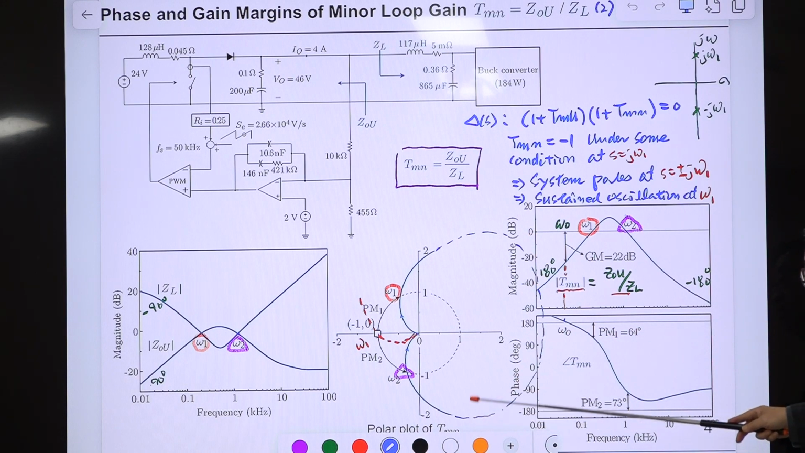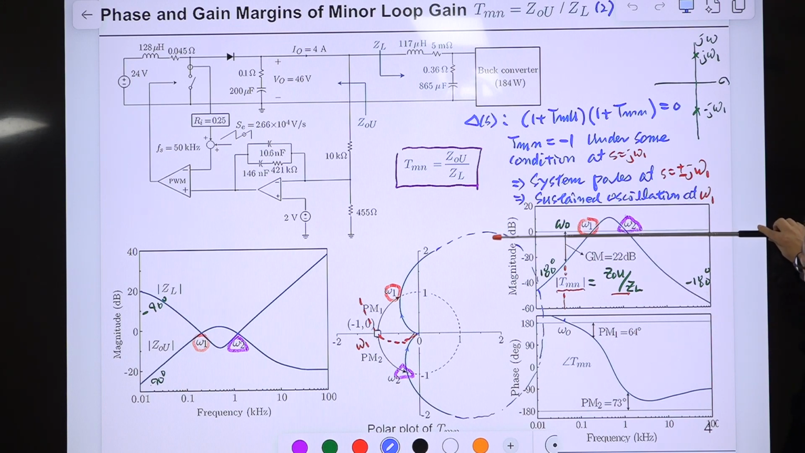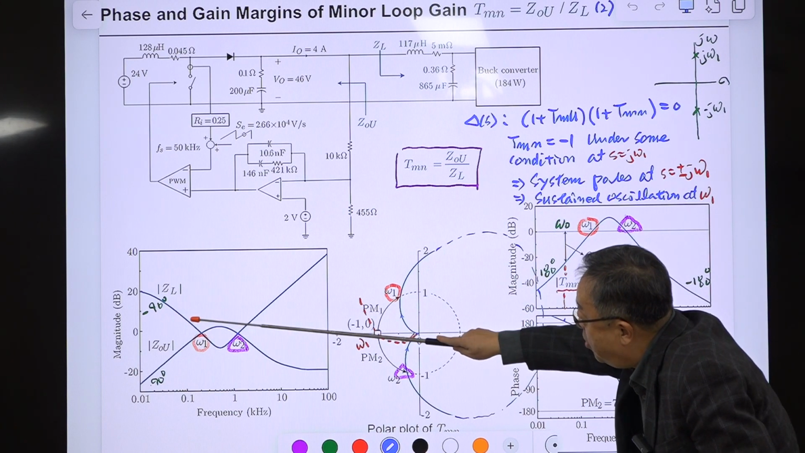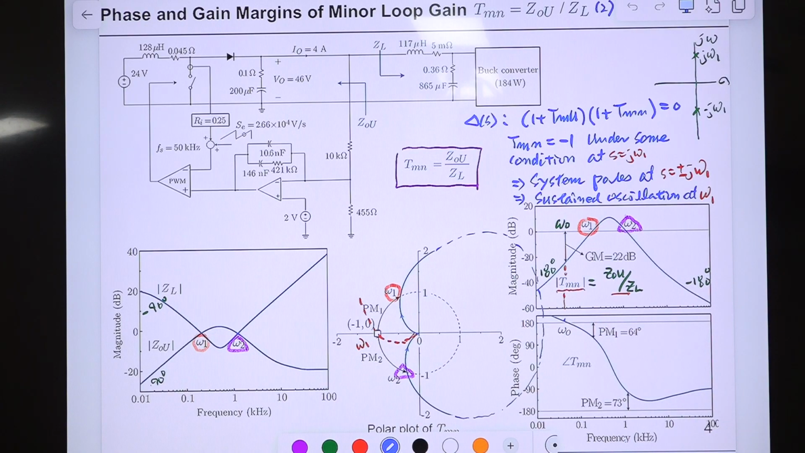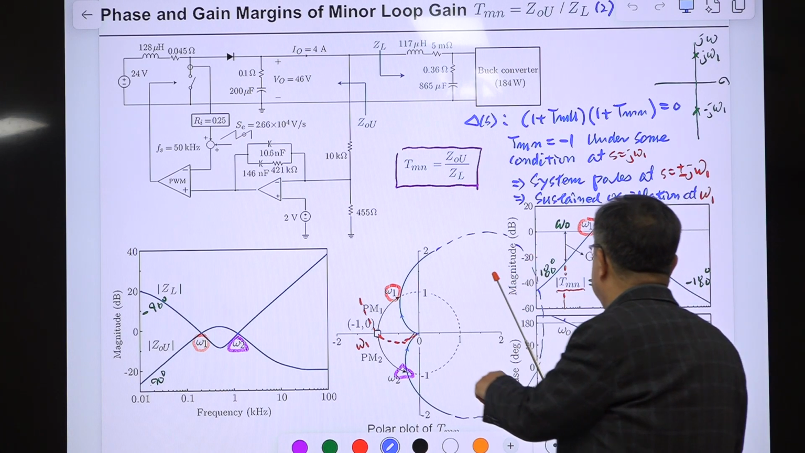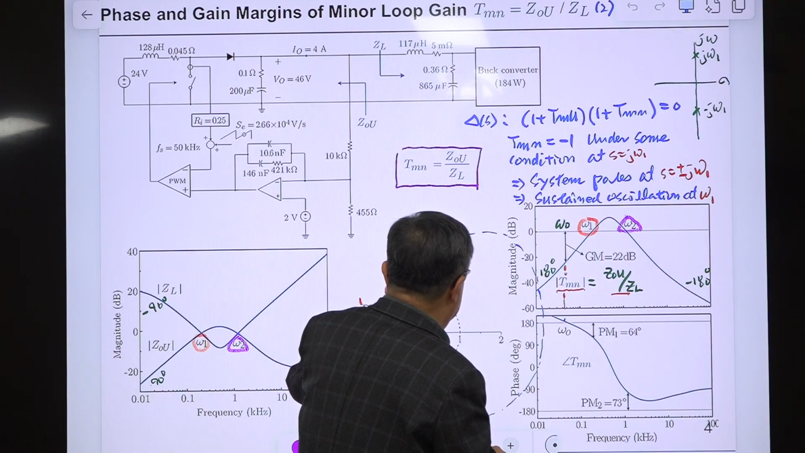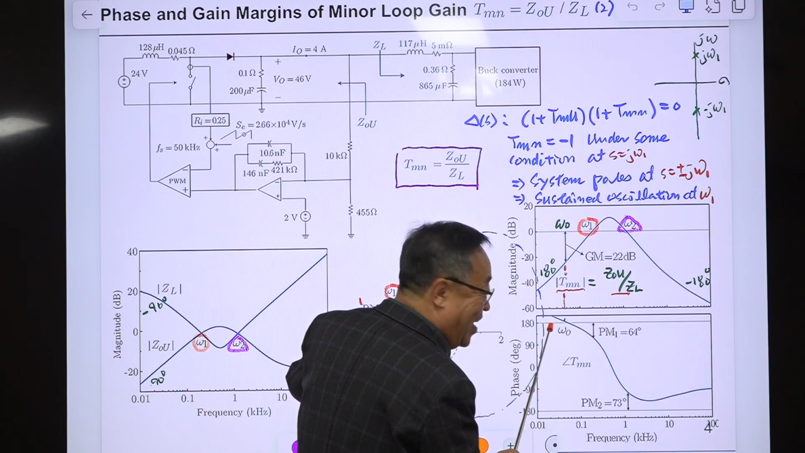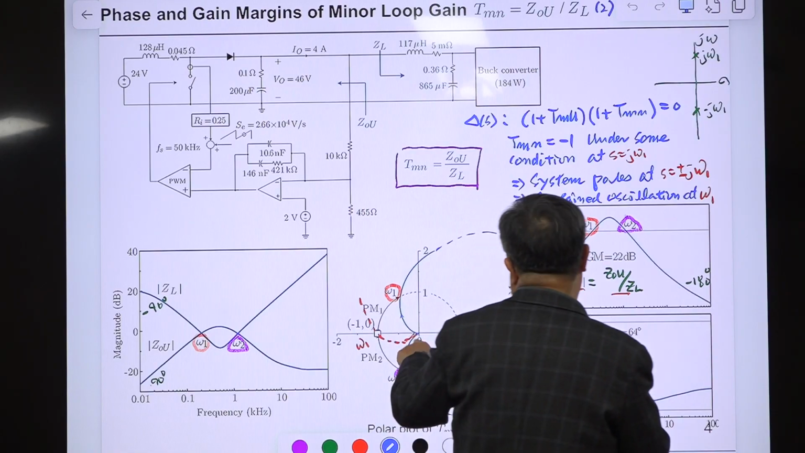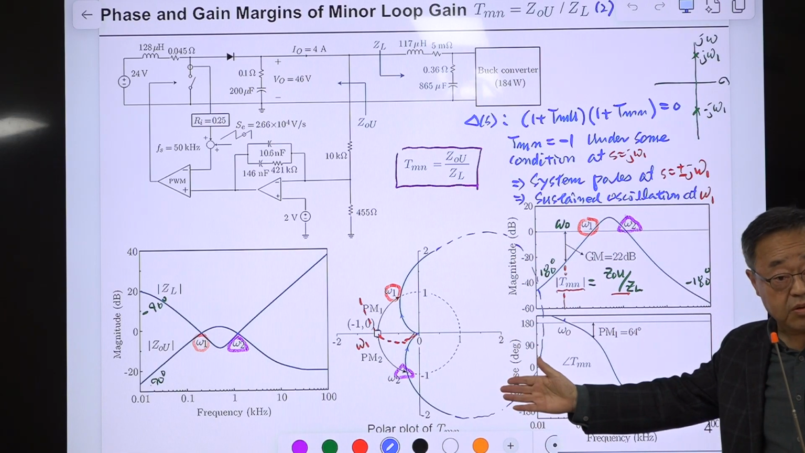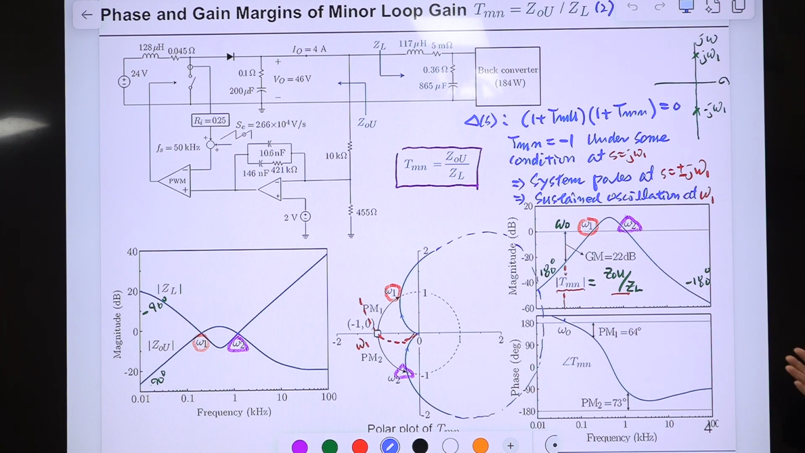This is stable. But at the omega 1 frequency here, this is the 0 dB. 0 dB means the ratio is 1, that means the magnitudes are the same. At this point, the phase is this one, and it is smaller than 180 degrees by this much. But suppose a phase advance is introduced, and assume the magnitude remains the same.